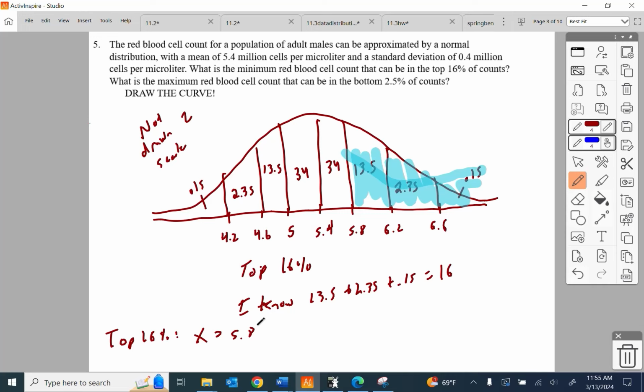All right, bottom 2.5%. That's going to be these 2 guys right here. Because if you take 2.35 and you add 0.15 together, you get 2.5. So for that one, your bottom 2.5%, I have to have values coming in that are less than 4.6. And again, I'm just letting the descriptor variable be X. There you go. Drawing a curve. That's all there is to this stuff.